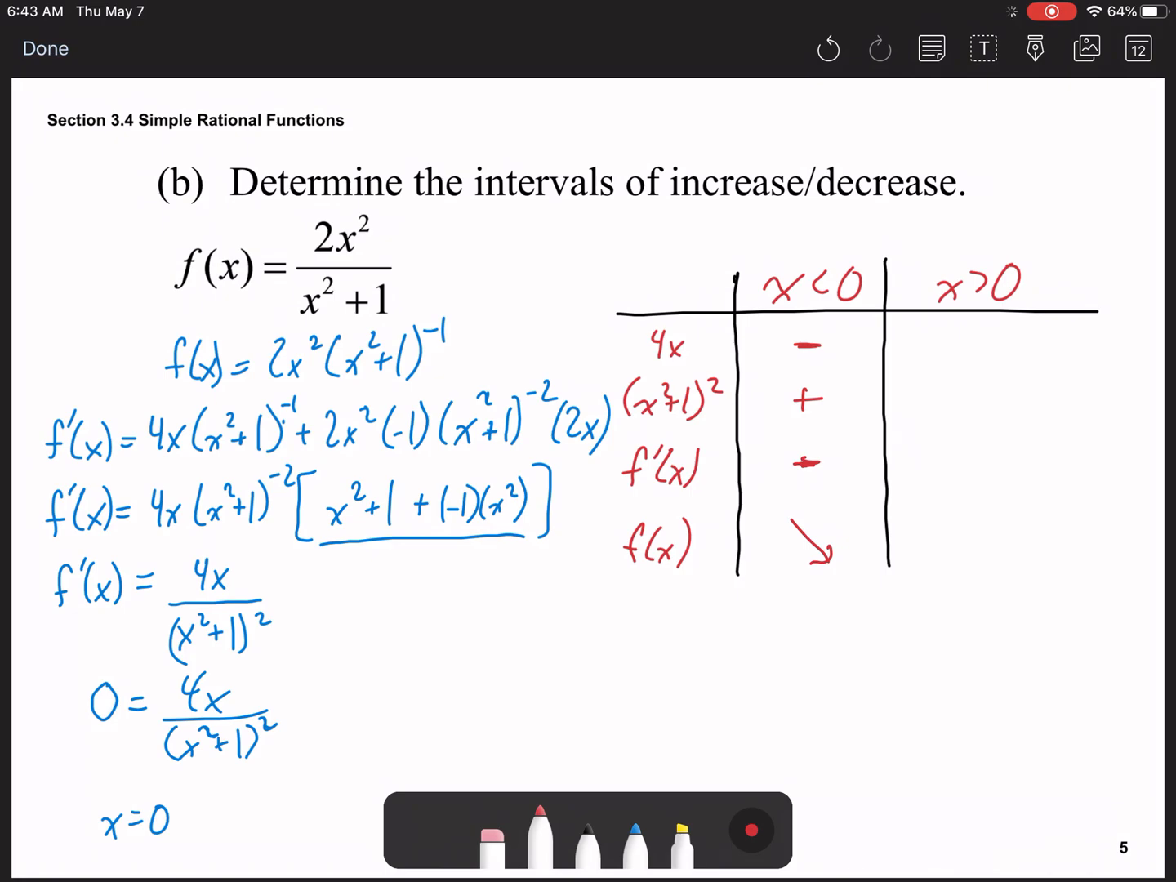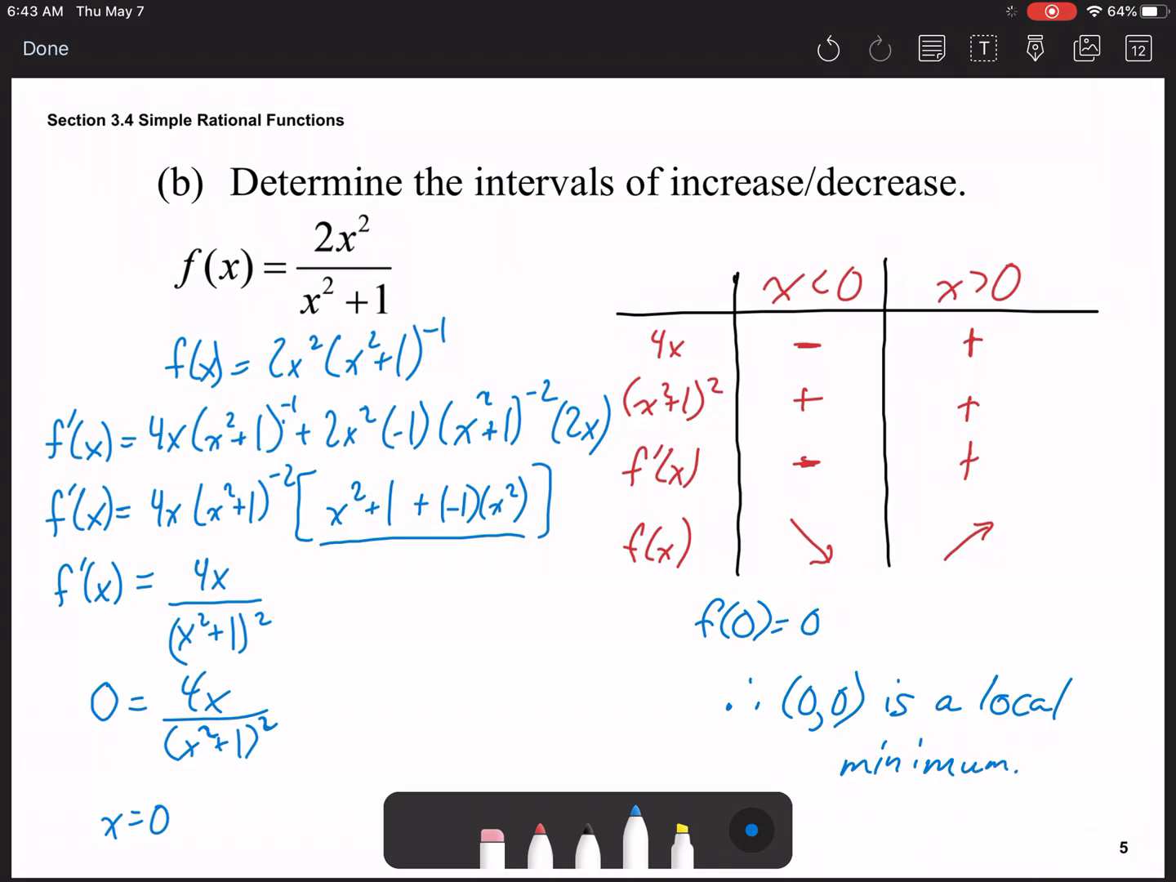Okay, so substitute the value greater than 0 in. That means this is going to be positive. This will also be positive, meaning this one's positive, and therefore the function's increasing. So now we try to see if the actual value x at 0 makes sense by substituting into our original function. Well, we substitute into our original function, we get 0, and that means the point 0, 0 is a local minimum. Excellent, we found actually another point.